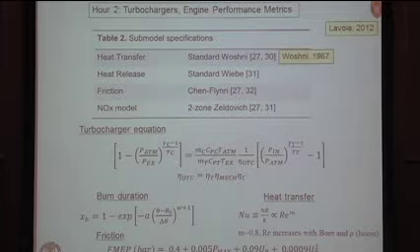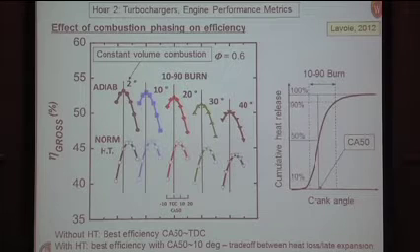So I'll talk more about that in a minute, but here it just lists the models again: the Woschni for heat transfer, the Wiebe for heat release, Chen-Flynn for friction. We'll talk more about NOx later. Here's our turbocharger equation that I showed you earlier. Here's that Wiebe function for the burn duration, and the heat transfer and the friction. So we've discussed those. So these are very interesting results.